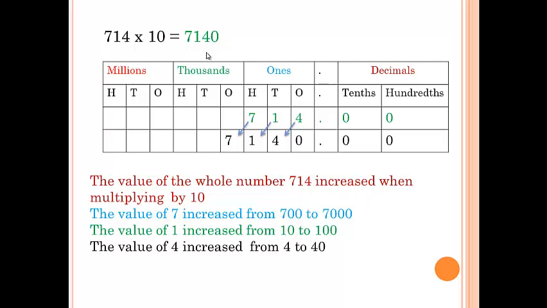In general, when you multiply by 10 or by 100 or by 1000, whatever, the whole value of the number is increased, and the value of each digit of the number is also increased.